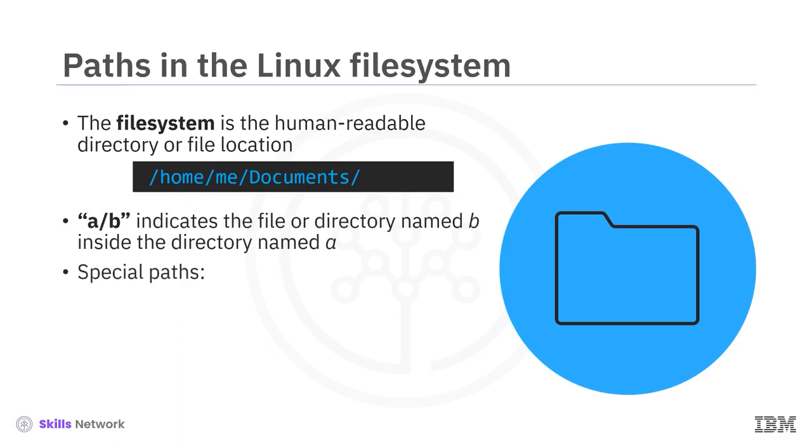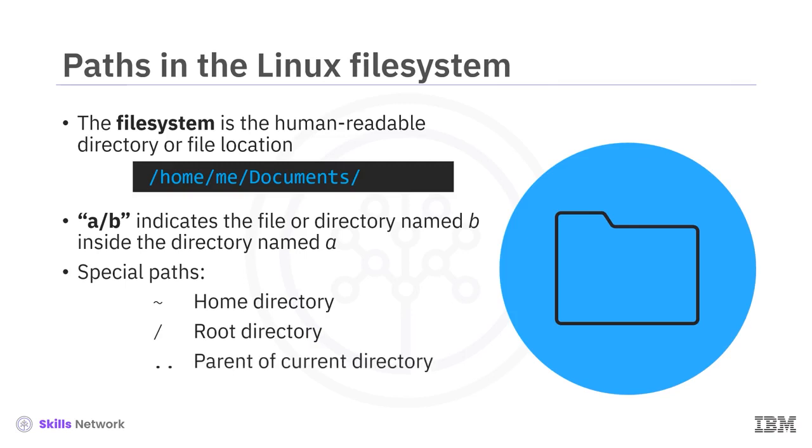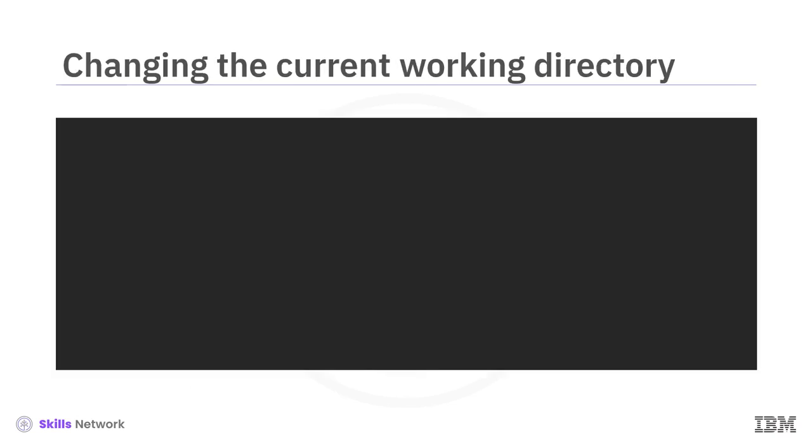There are also special paths. A single tilde symbol refers to the user's home directory. A single slash at the beginning of a path refers to the root directory. Two periods refer to the parent of the current directory, and a single period refers to the current directory. So let's look at how you can use the terminal to change the current working directory.